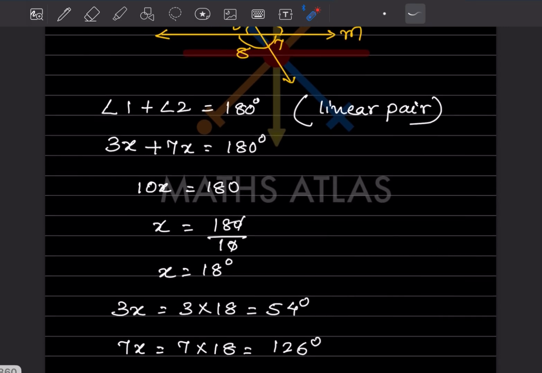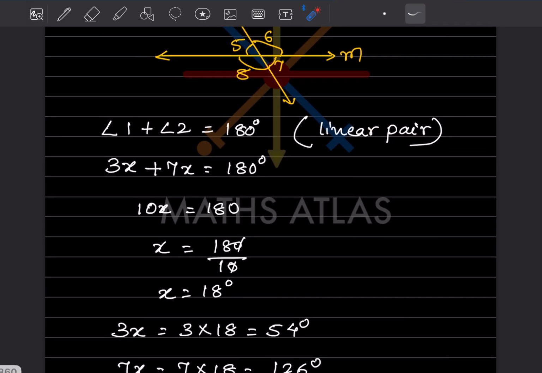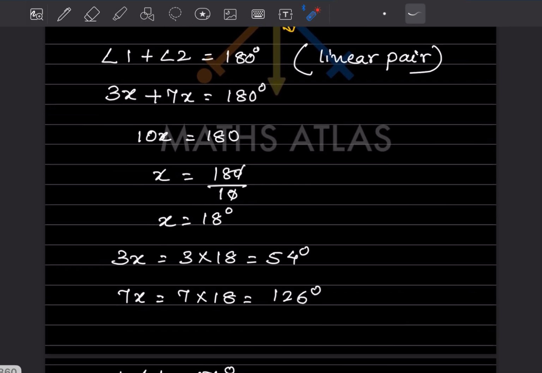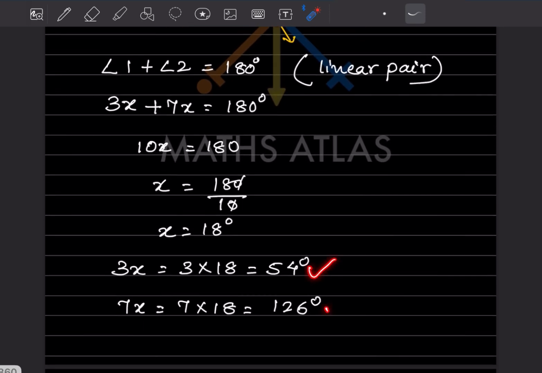Now 3x will be 3 into 18, that will be 54. 7x will be 7 into 18, that is going to be 126. So they want the angles. So we can say this angle 1 and 2 are 54 and 126.